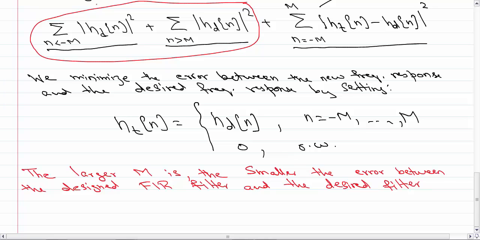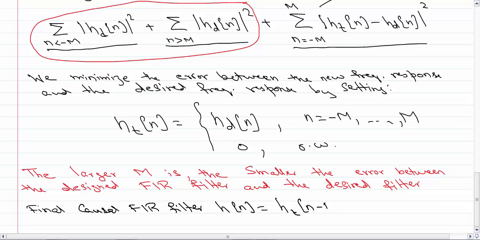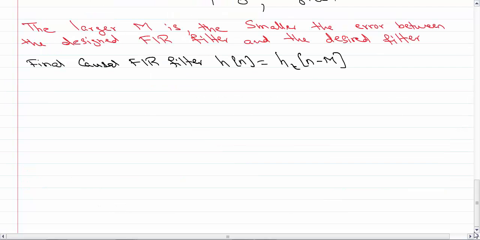So to design a causal filter, my final causal filter Hn is equal to, I simply take my new filter and I shift it by m. Then I will have a filter which goes from 0 to 2m and 0 otherwise, and it will approximate the filter that I was after. So we have learned a basic form of designing FIR filters from ideal filters.